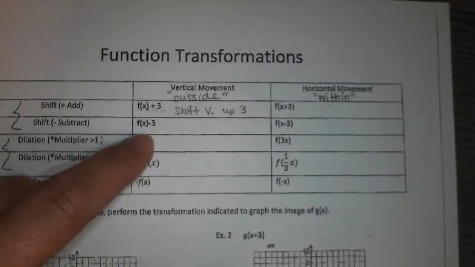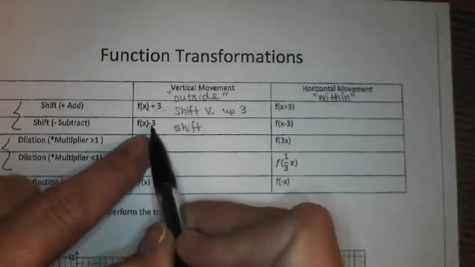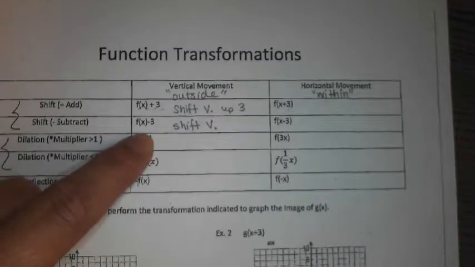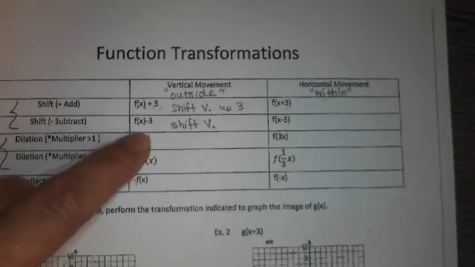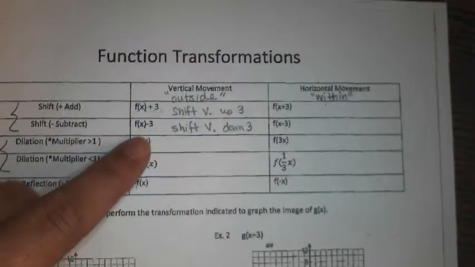This one is subtraction, so that's shift. It's after the function, so it's also vertical. But when you subtract 3, what do you think? Down. So that kind of follows your logic.